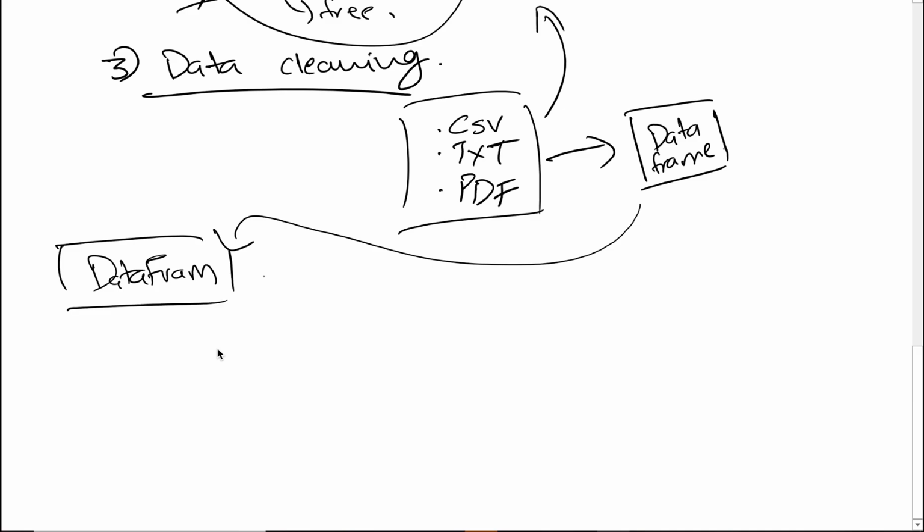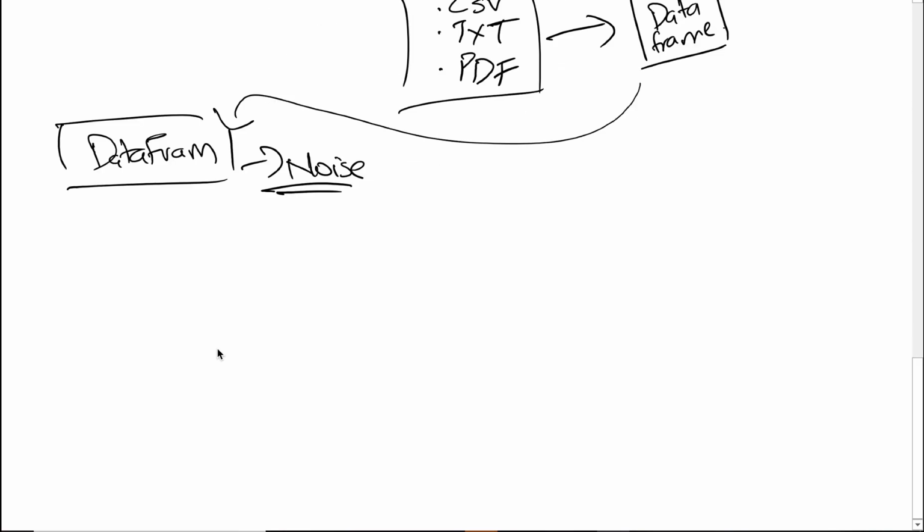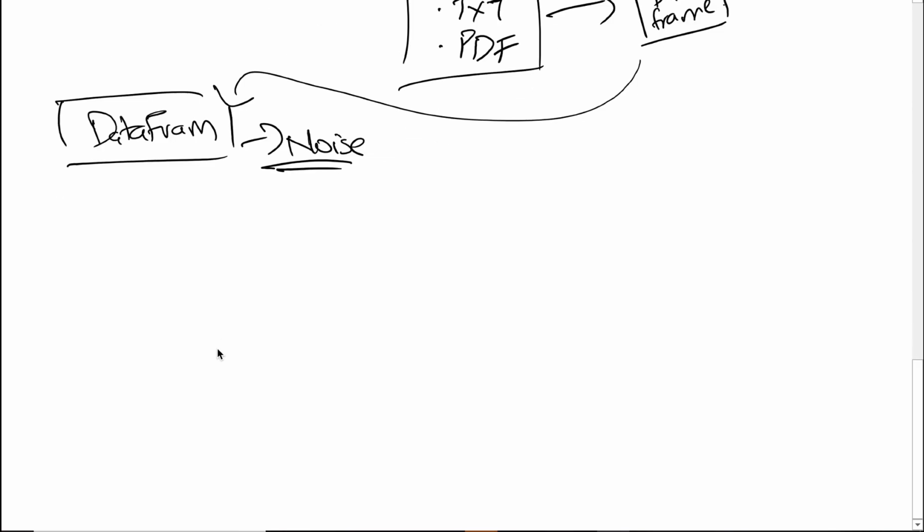Now when we get data from different sources, there's a lot of noise in the data. Now what does noise basically mean? Noise in data means that there is a lot of irrelevant information in that data that plays no role when we use it for modeling. So what we need to do is eliminate that noise from our data set.